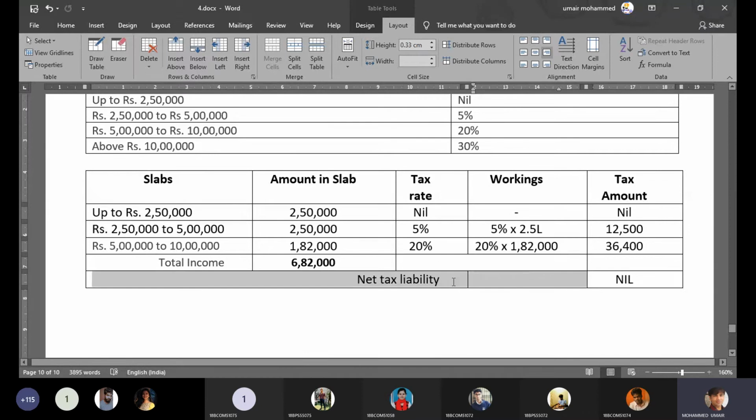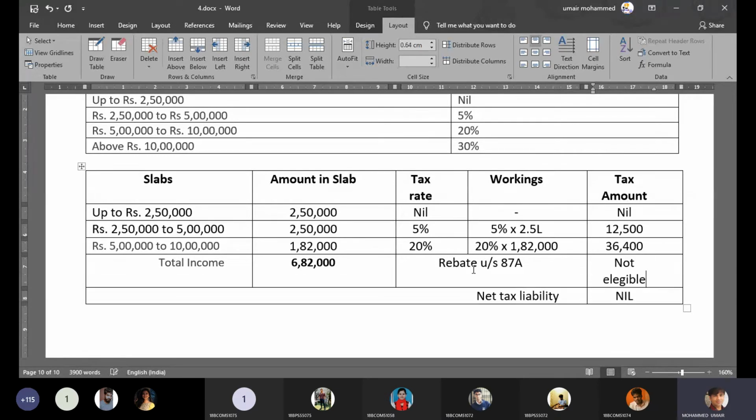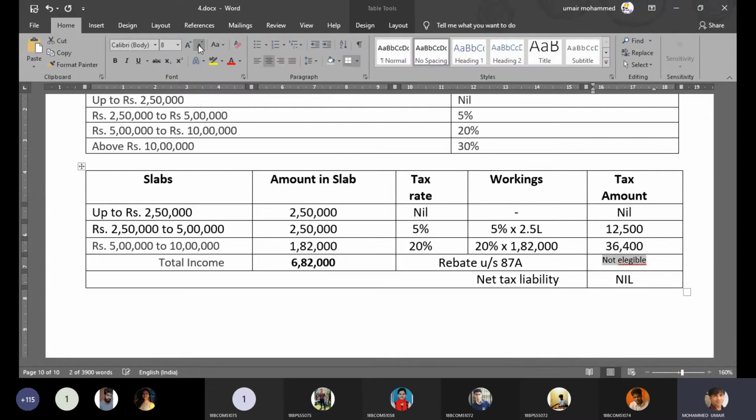Is this assessee eligible for a rebate? The answer is no. A rebate under section 87A is not eligible, because in order to qualify for the rebate, your income should not exceed 5 lakh. But his total taxable income is 6,60,000. So he is not eligible for the rebate.